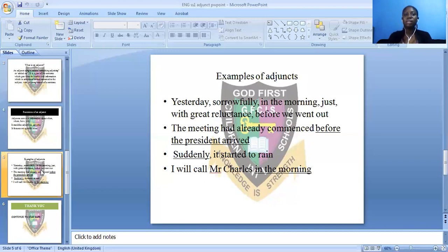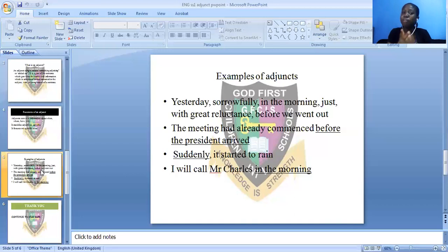Now let's look at these examples in sentences. Number one, the meeting had already commenced before the president arrived. Now let's look at this sentence. The meeting had already commenced. That is the first part of the sentence. If I tell you the meeting had already commenced, you get the picture of what I'm saying. It is a complete sentence. It is comprehensive. Anybody that hears that knows what I'm trying to say, that the meeting had started.